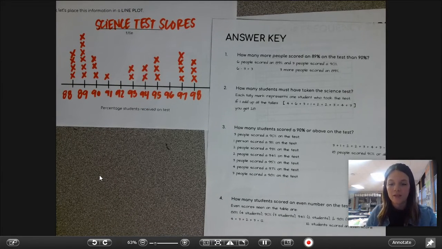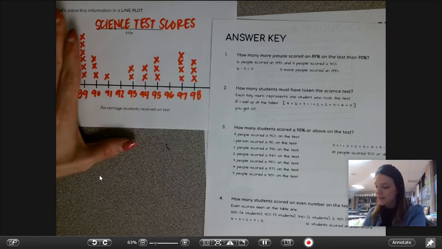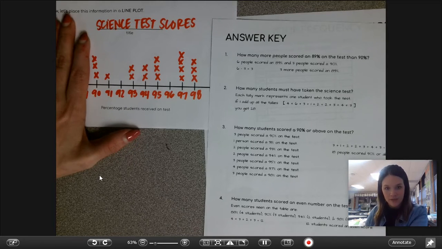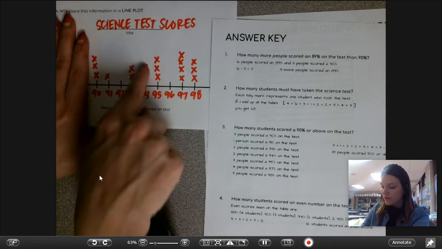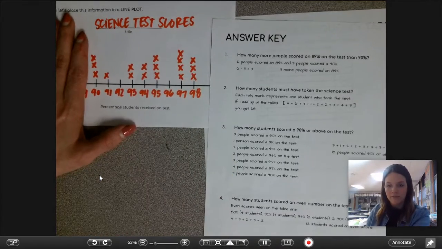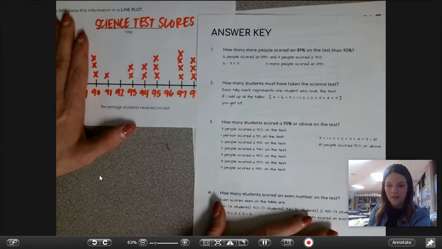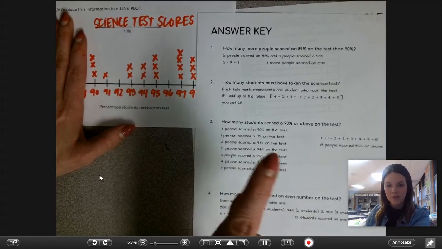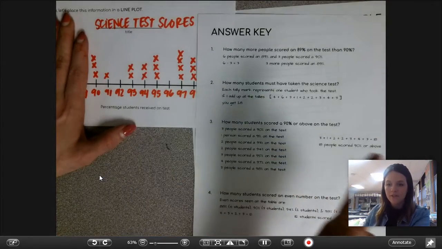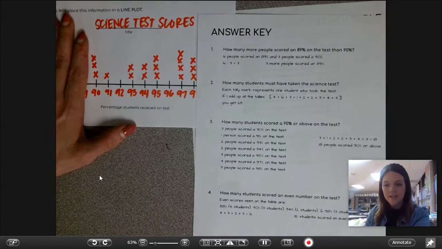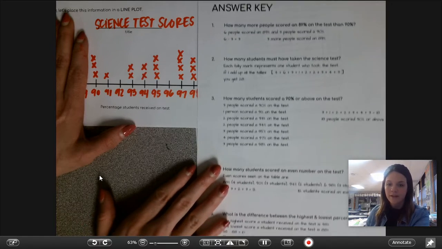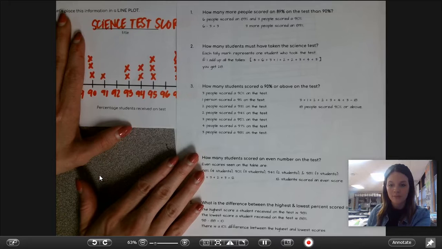Number 3, how many students scored a 90% or above on the test? This one's always a tricky one too, because sometimes we forget that it says 90 or above, which means I still need to include the 90%. So in my head, I just took out these scores because they were below the 90%, and I added up all the friends who got 90 or above. You can see that all laid out here of how many scored each. 3 scored 90, 1 scored 91. And if I add up all of these friends who scored those scores, it's 18 people in the class who scored 90 or above.